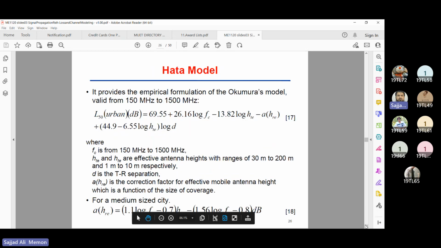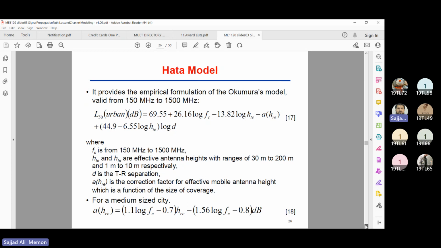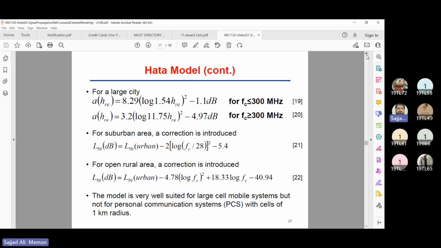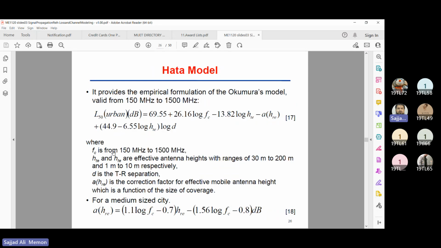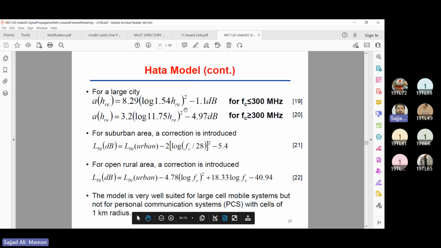Then we have the Hata model. It is again the empirical formulation of the Okumura model, valid from 150 megahertz to 1500 megahertz. So Okumura was from 150 to 1950, and this one is from 150 to 1500 megahertz. The expression has frequency from 150 to 1500, transmitting antenna height, and receiving antenna height, HRE. D is the TR separation, and the attenuation correction factor for effective mobile antenna height, AHRE, is given for a medium sized city. So this one has better formulas and is more accurate than the Okumura model.